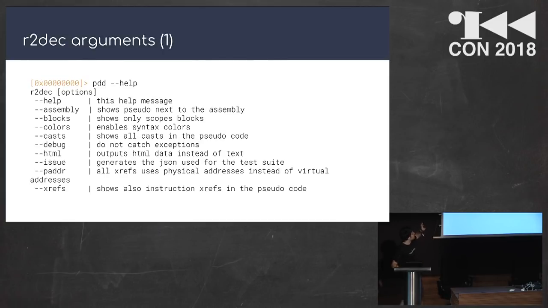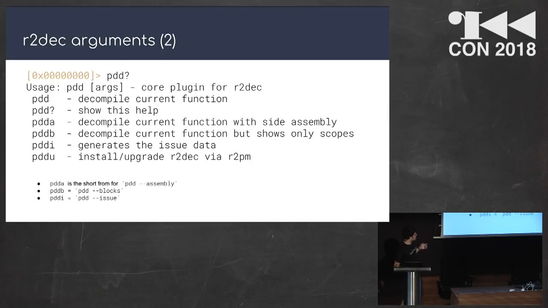It gets some arguments. You can pass them like this, so you will have assembly, blocks, colors, casts, and stuff. You can override the settings that you might have on your laptop during the session, or you can just use the simplified form, which is for example pda to print assembly, pddb to just see the scopes, pddi, which we will see later, to generate the issues, and that's all.